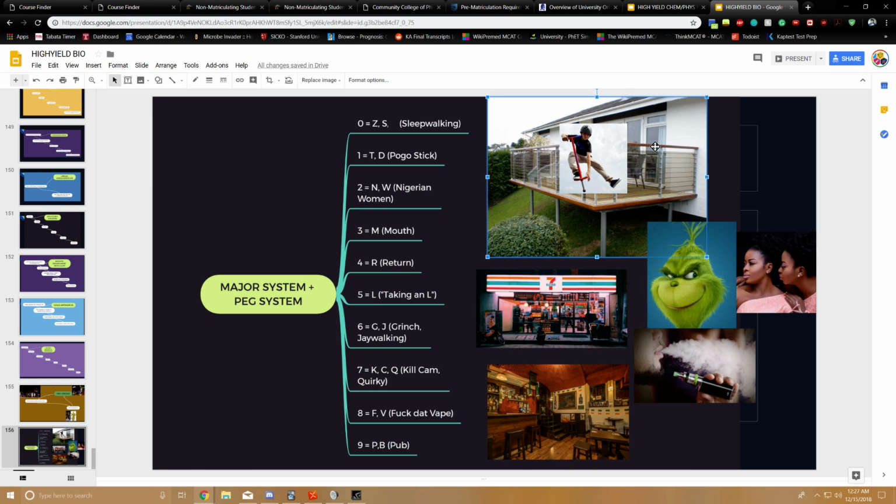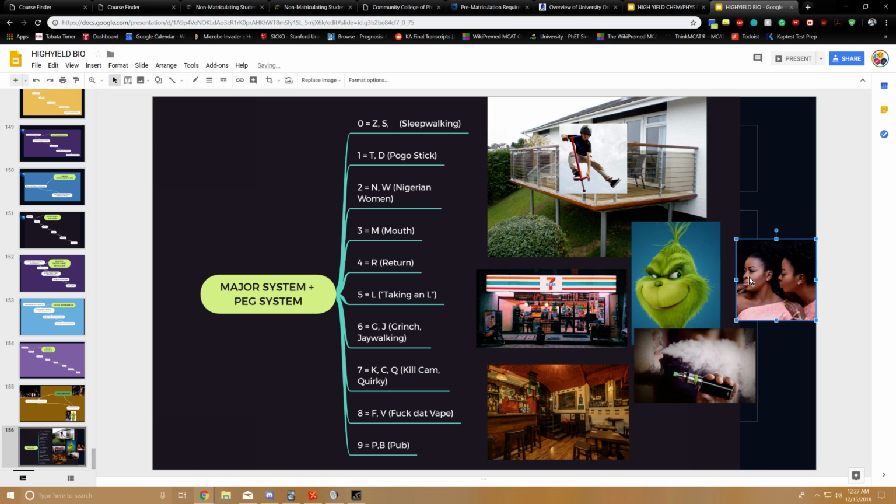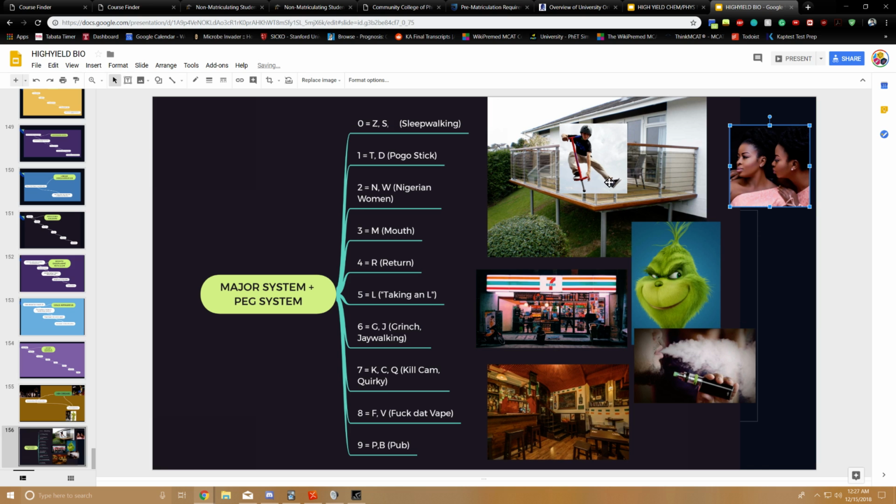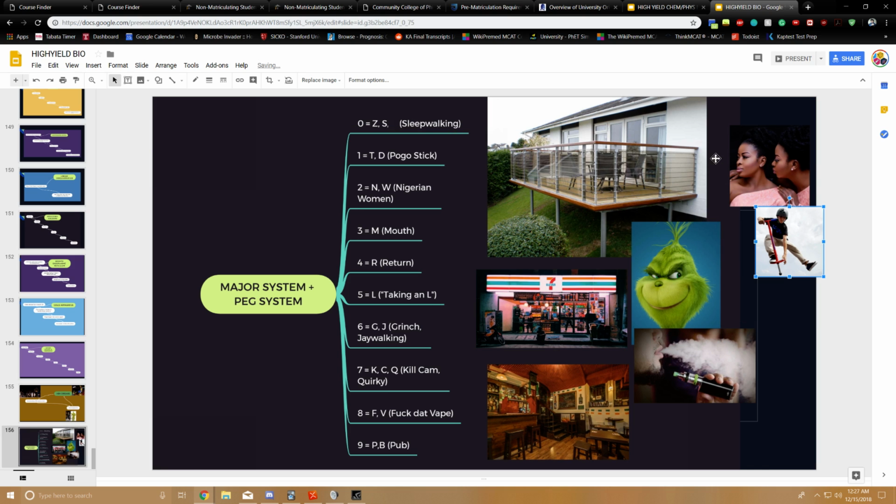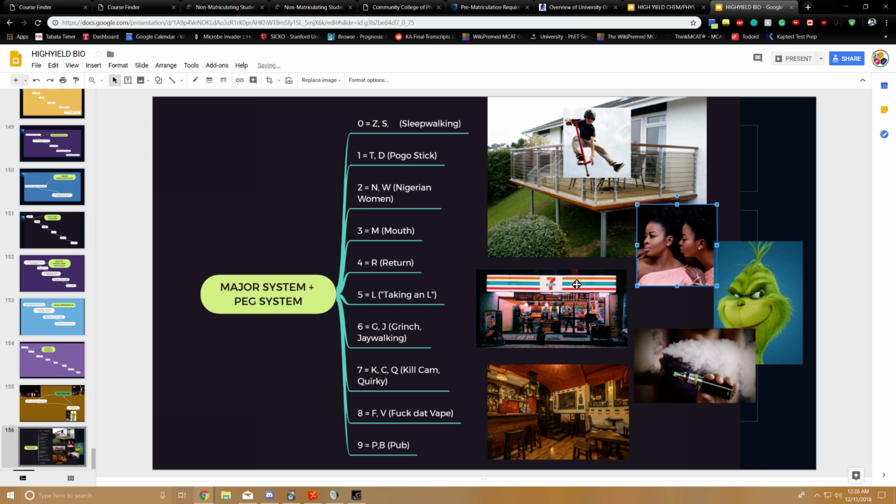This is my memory journey on how I memorized my system, a combined version of the major system and peg system. I can go through this one more time. Going back in a fast-forward fashion, I am sleepwalking in my house, going to the balcony. I'm using a pogo stick up and down, titty. I see two Nigerian women who are very beautiful, and as a result, I knocked my mouth onto the railing, bleeding a lot.